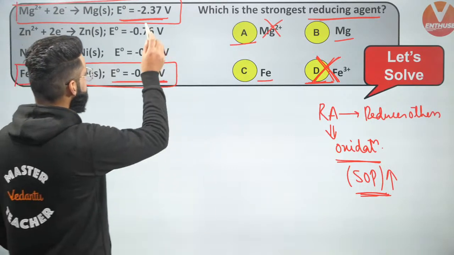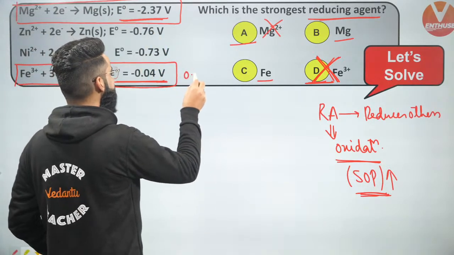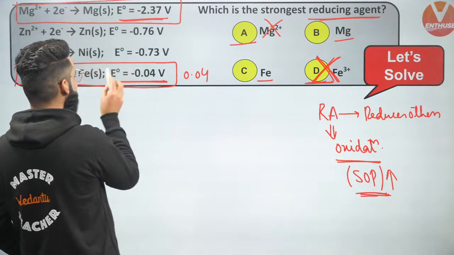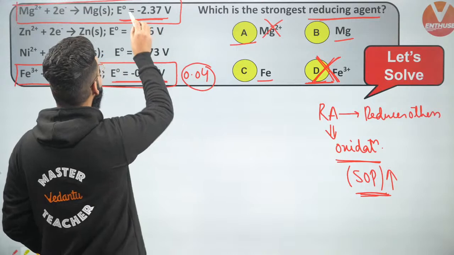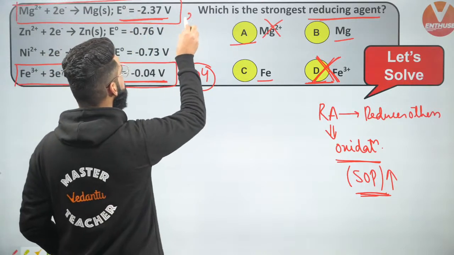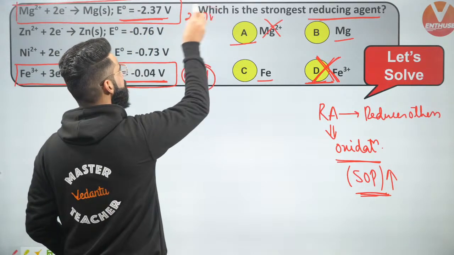So let me convert them into standard oxidation potentials. Standard oxidation potential of iron is going to be 0.04. I just reverse the sign. Standard oxidation potential of magnesium is going to be 2.37 volts right here.